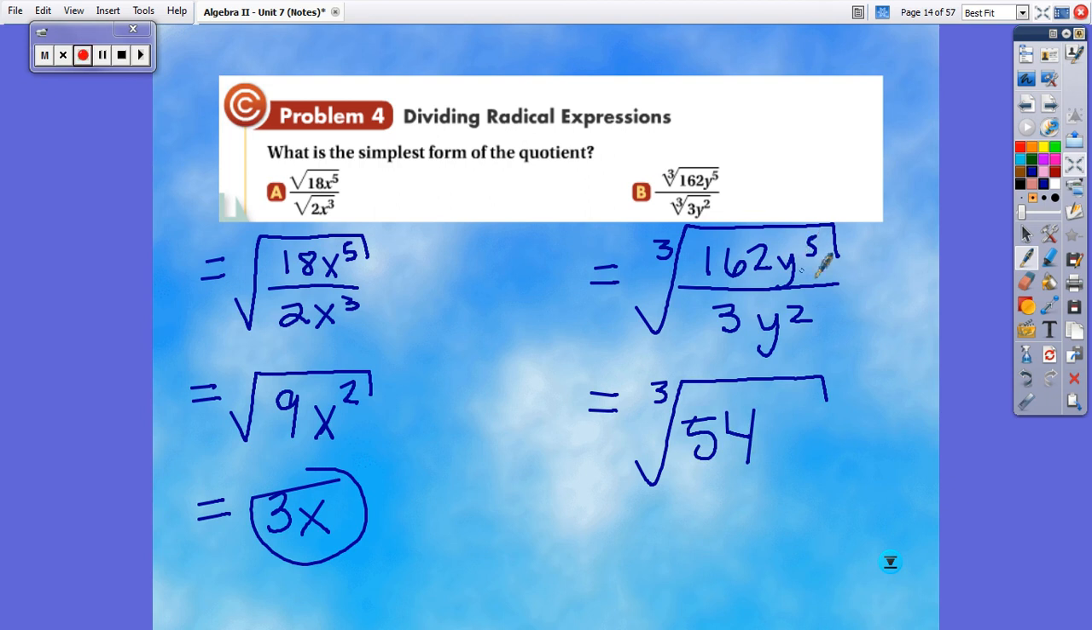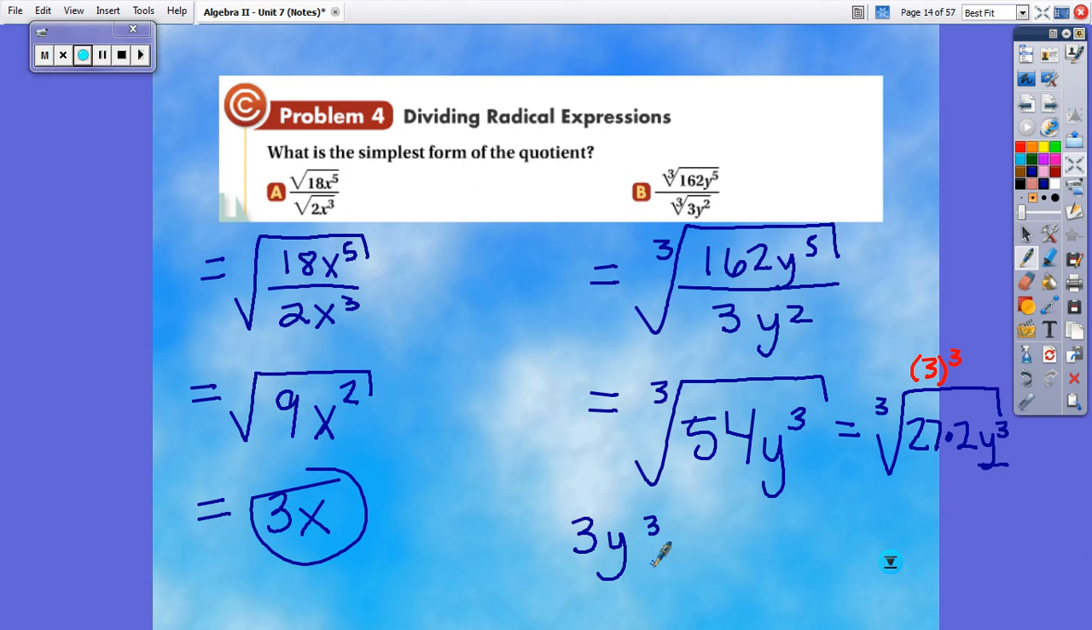And I have more y's on the top than on the bottom. How many more? I have 3 more. And so now we've run into the problem again where 54 is not a perfect cube. So I'm going to have to rewrite the cube root of 54 as 27 times 2, y to the 3rd. So then I can pull out my 3 here, because remember 27 is the same as 3 cubed. So I can pull out a 3. I can also pull out a y from here.